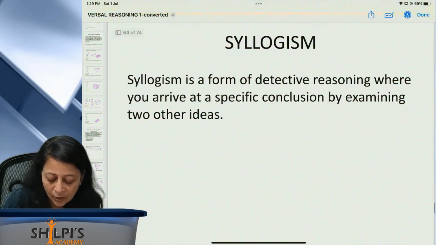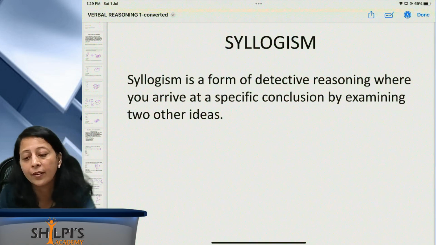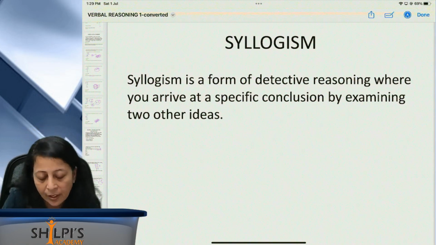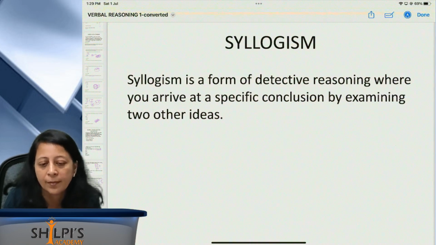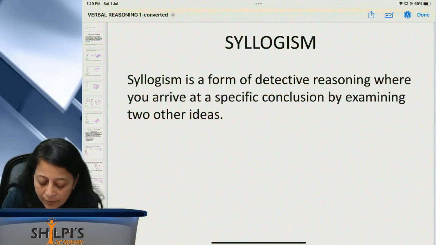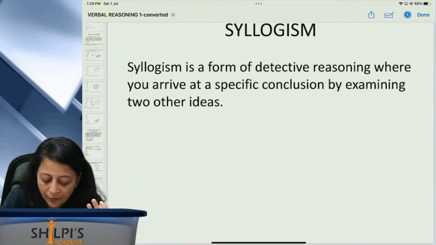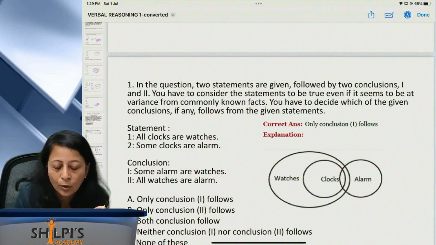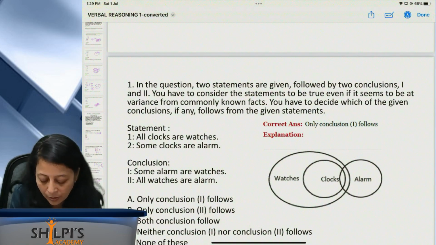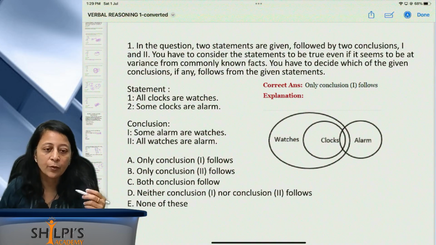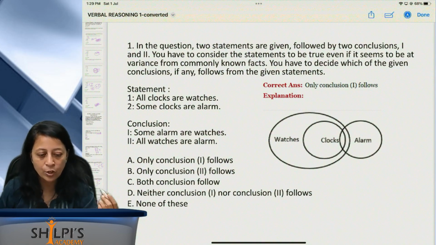Okay. So syllogism, something to do like what we did earlier. We did the logical Venn diagram, which is also almost a part of syllogism. So how are we going to do this type of syllogism? Let's see that. Syllogism is a form of deductive reasoning where you arrive at a specified conclusion by examining 2 other ideas. The logical Venn diagram was also similar to these type of questions. In this question, 2 statements are given followed by 2 conclusions, 1 and 2.